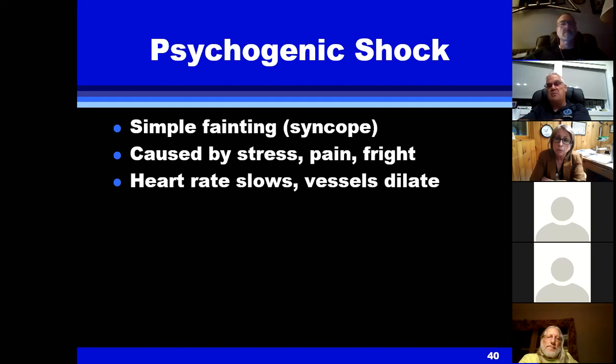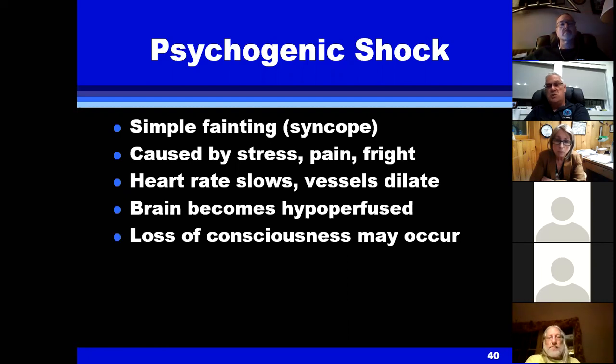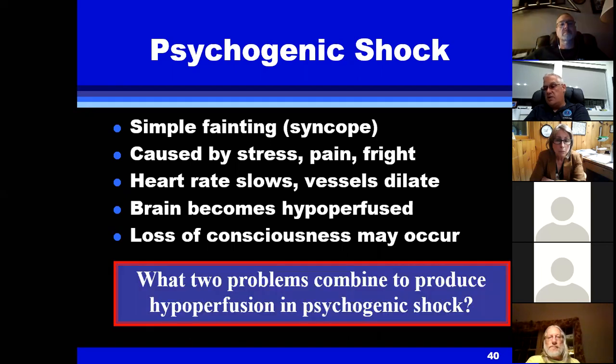The bystanders will say they had a little seizure activity, and that is just the brain not getting enough blood. It doesn't mean they have epilepsy or anything like that. So if they did not hurt themselves on the way down, it's what's called self-limiting, which means that once they get supine, they start to perfuse their brain again, they slowly start to wake up, okay? So the two problems that produce hypoperfusion are the vasodilation and the bradycardia.